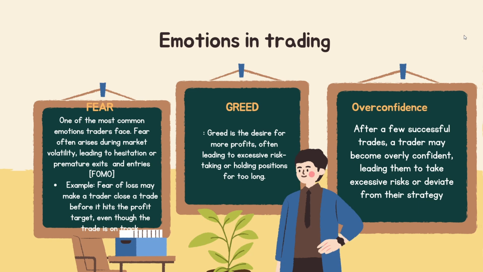Okay, so these are the main emotions which we're going to be talking about. Actually, there are four. So we've got fear, greed, overconfidence, and anger. So under fear, we see one of the most common emotions traders face. Fear often arises during market volatility, leading to hesitation or premature exits and entries. We can also talk about FOMO, that is fear of missing out. We can also talk about fear of loss, which may make a trader close a trade before its profit target, even though that trade is on track.